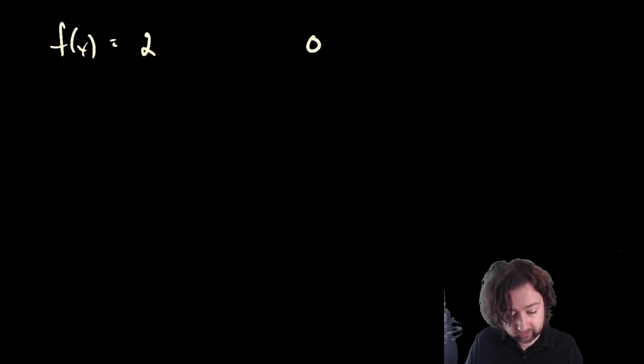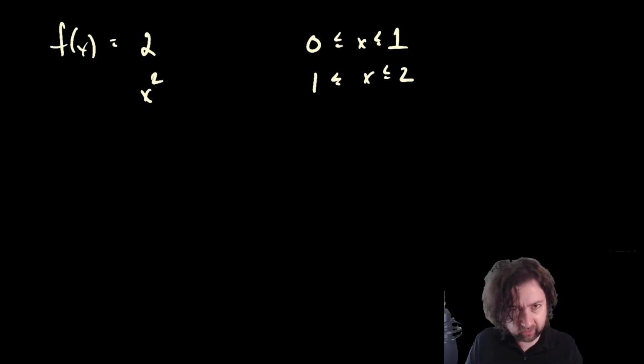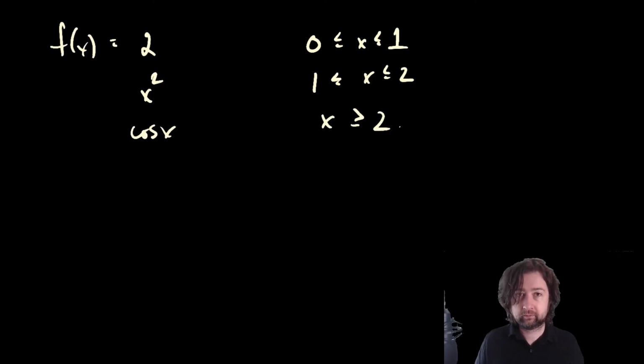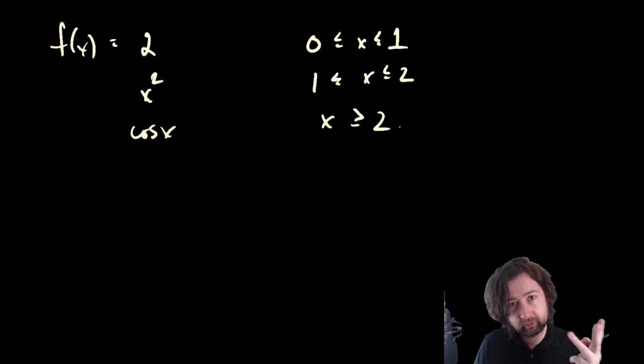Suppose I have this function. F of x is equal to 2 when we are between, say, x values of 0 and 1. Maybe it's equal to x squared when x is between 1 and 2. And then maybe after x squared, the function turns into the cosine of x. So that's a piecewise function with 3 parts.